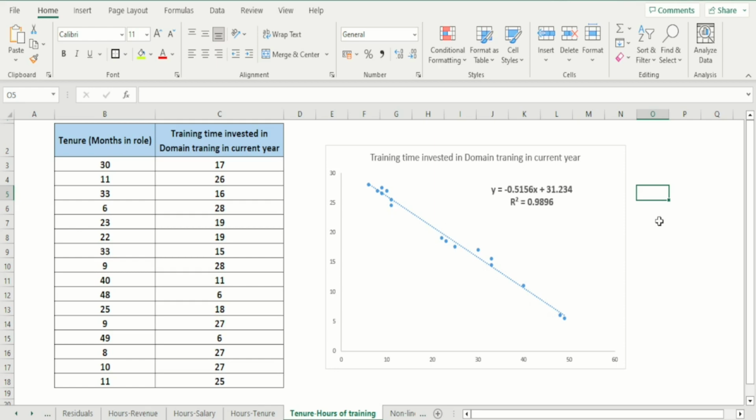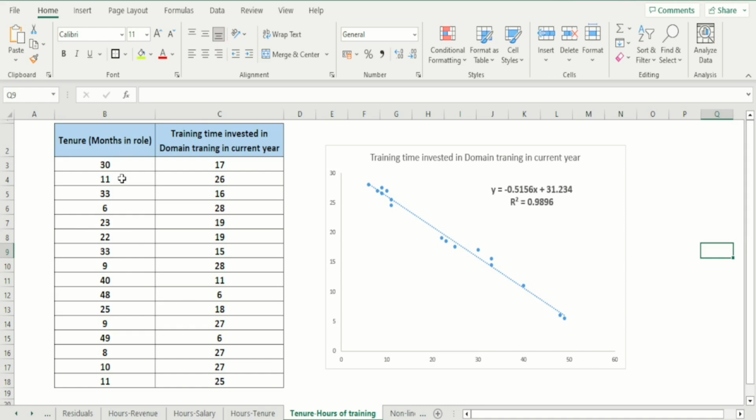This will allow us to predict or estimate for any value of X what the value of Y is. In other words, given the tenure in months, you will be able to estimate the training time invested in domain training in the year. One word of caution before we move on. When you conduct an estimation exercise, please make sure that the data point for which you're trying to estimate is within this range. So what do we mean by that?